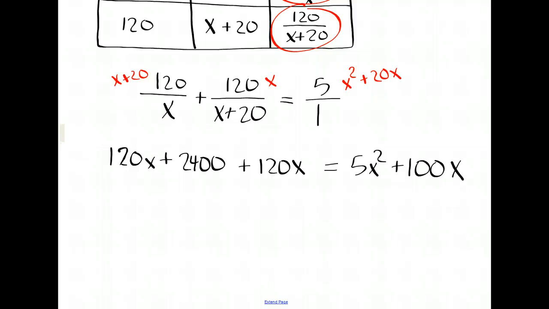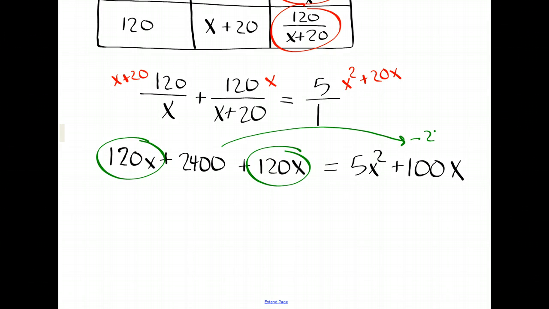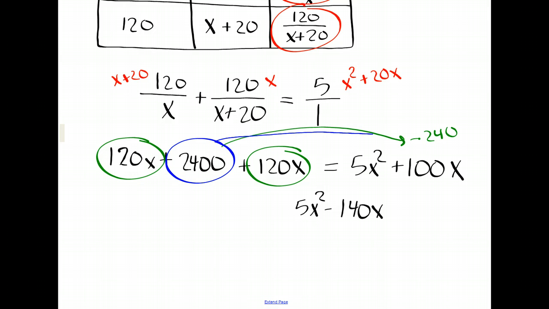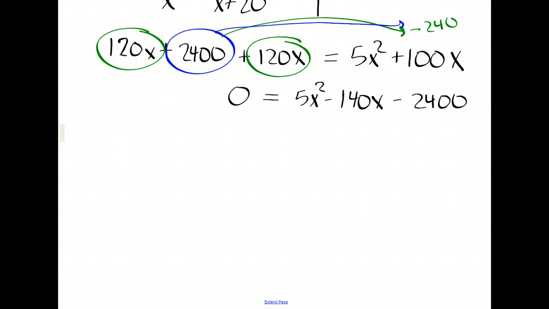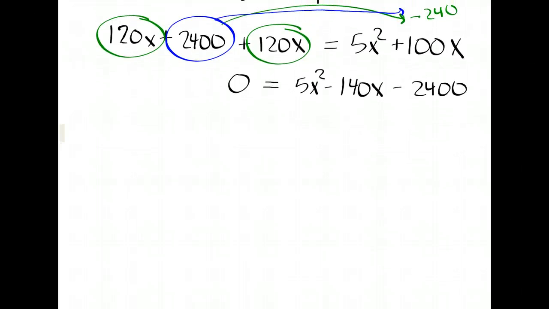Get it equal to 0, see if it factors. And so here we got 120x there, 120x there. Those together make a total of 240. If I put the 240 over here by subtracting it, it ends up being a negative 140x over here. So we have 5x squared minus 140x. And then if I move the 2400 over here, it ends up as a negative as well. And all the quadratics we want equal to 0.